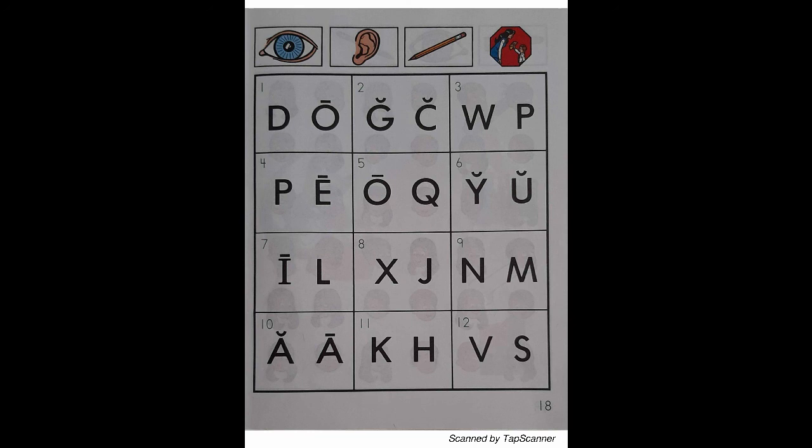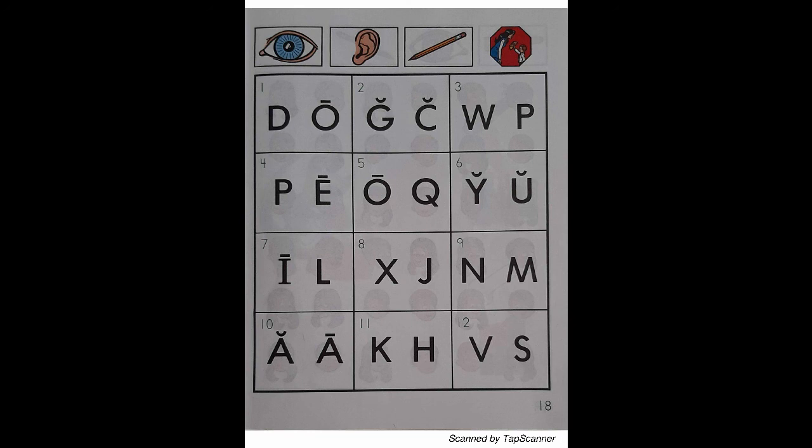Look at the letter in box 7. Listen as I say the sound of the letter. L, lizard, L. With your pencil, circle the letter that reads L. Look at the letter in box 8. Listen as I say the sound of the letter. X, ox, X. With your pencil, circle the letter that reads X.